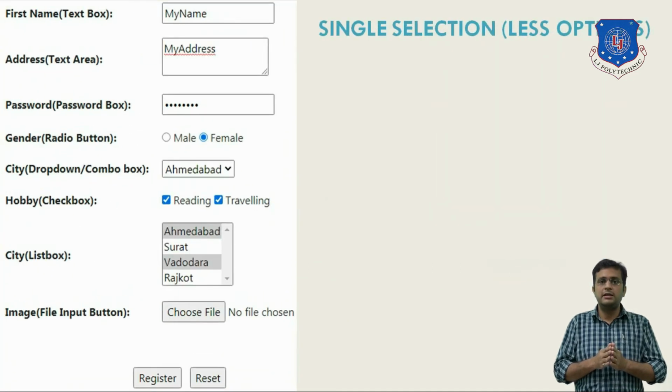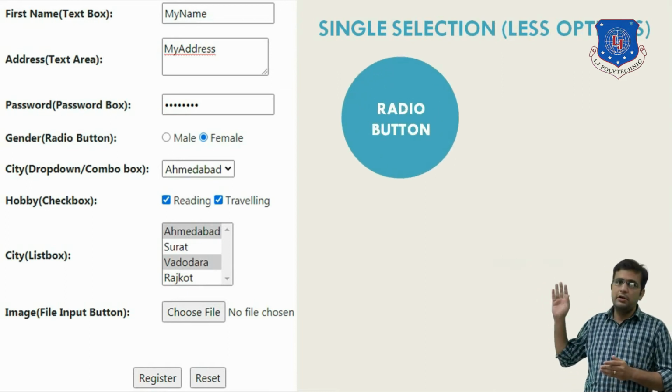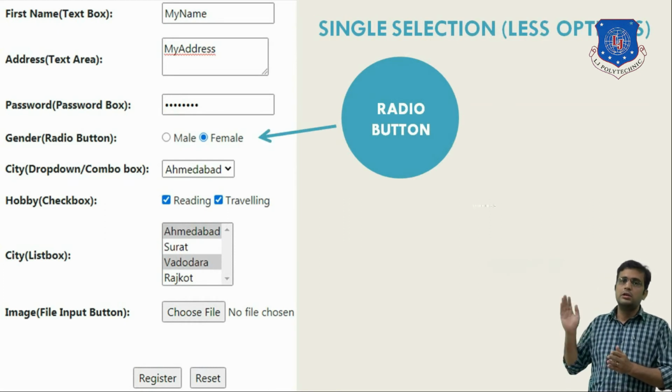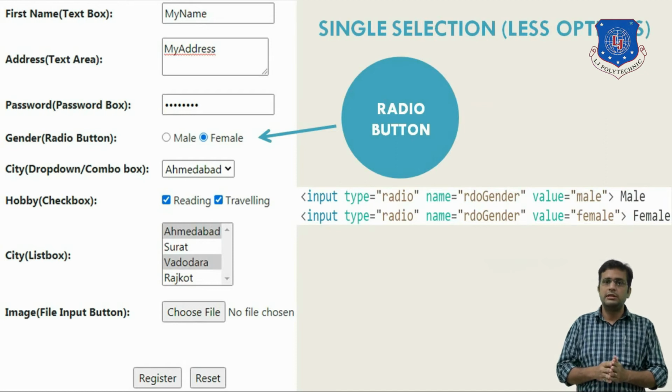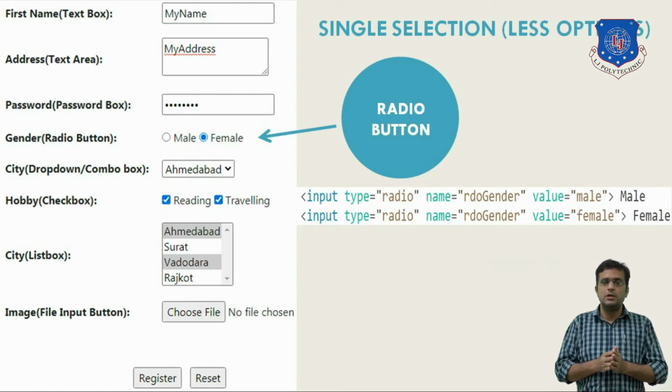The element which is used to accept a single selection from the user is called a radio button. This is how it looks, and here is the code to create a radio button. Here I have considered the example of accepting gender from the user. So there are two options provided over here for the gender of any user. You can see I have written the input tag twice, once for each radio button.